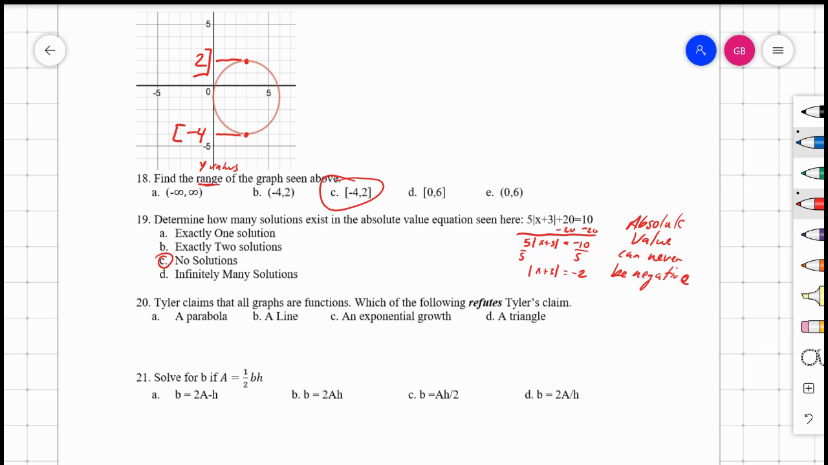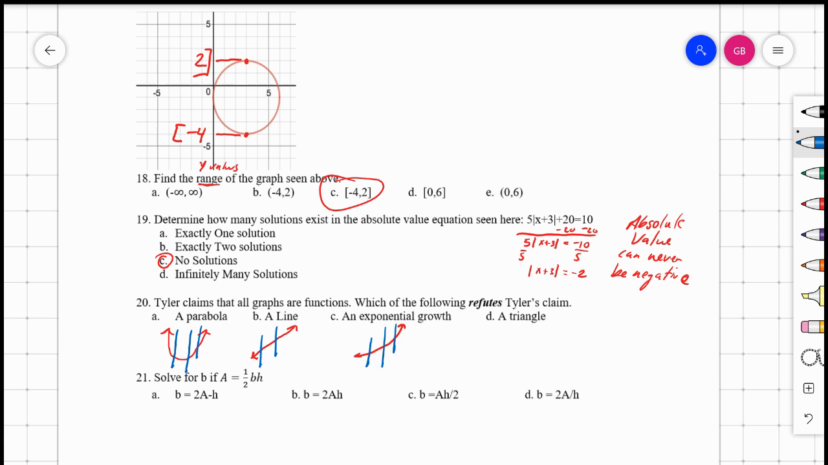20. Tyler claims that all graphs are functions. Which of the following refutes Tyler's claim? So a parabola, that's a function. Do you remember the vertical line test? Vertical lines only touch the graph once. So that is a function. Same thing for a line and an exponential function. If we draw a vertical line, it only touches it once.